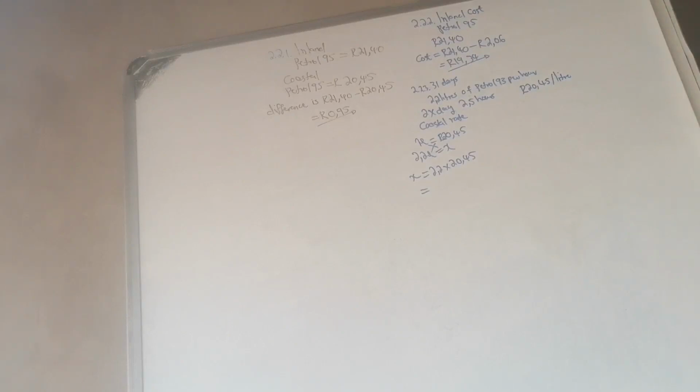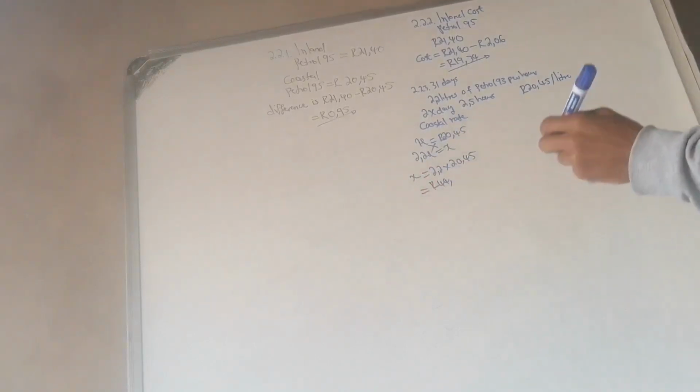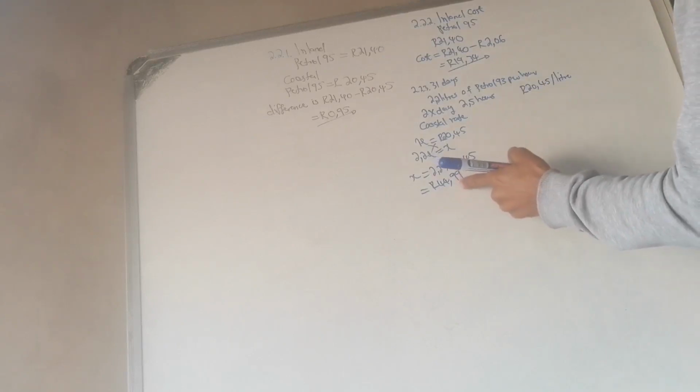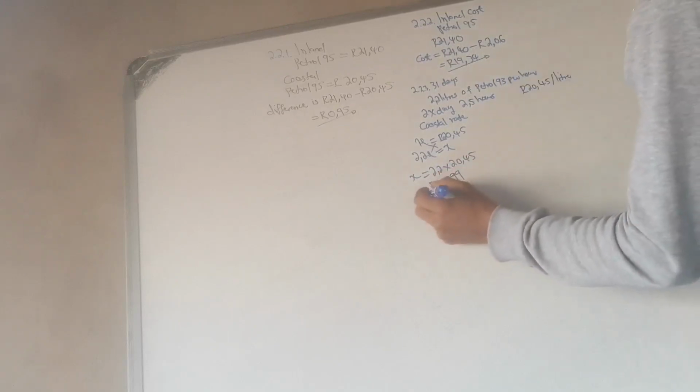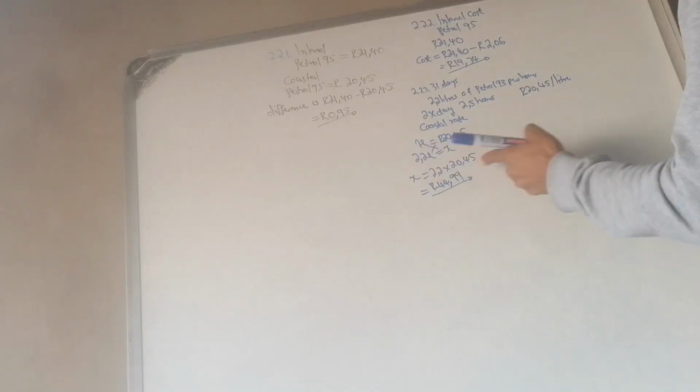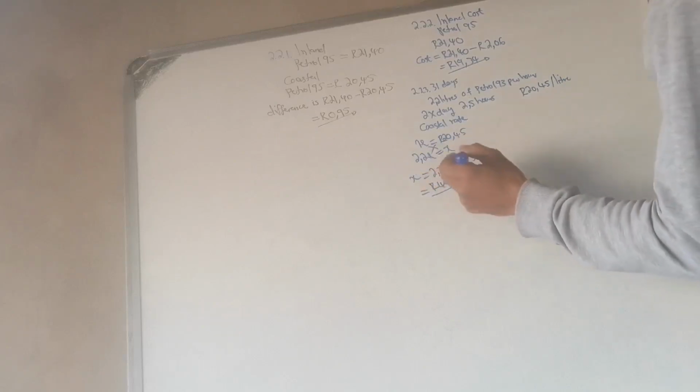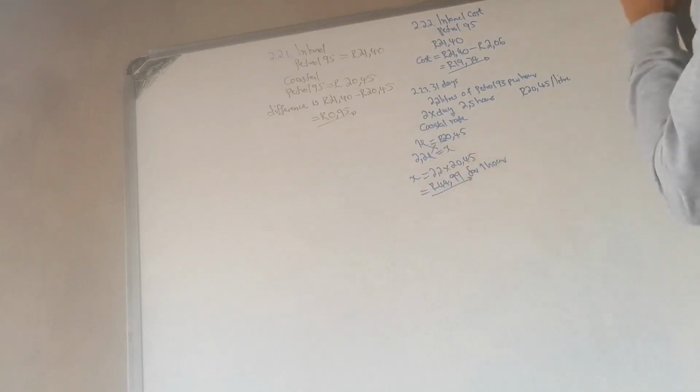2.2 multiplied by 20 rand 45, and this is 44 rand 99. And these are the liters that I require. So 2.2 liters will cost me this of petrol 93 per hour. So this cost is for 1 hour.